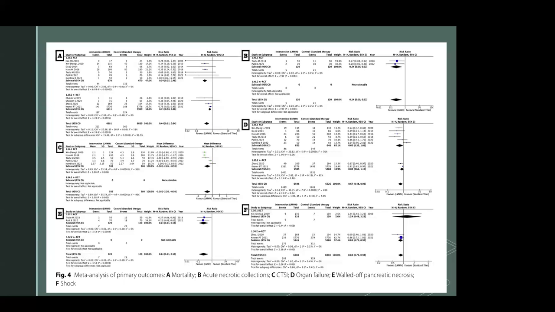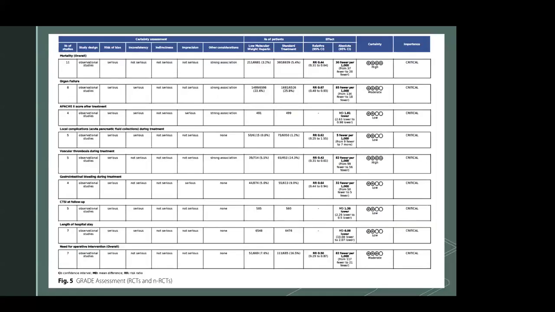And again, here there has been low heterogeneity and significant p-value seen, except in the need for an intervention, where the I2 value was more than 50% and the p-value was not significant. In addition, they have also used the GRADE quality of evidence assessment, in which the systematic review and meta-analysis of RCTs and NRCTs are compared, comparing the interventional group and the control group.